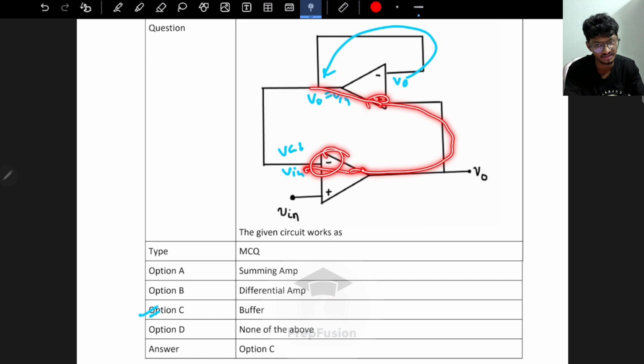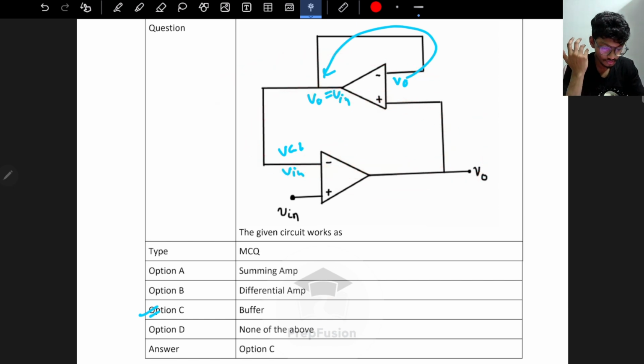So overall if I rotate, I am only getting minus 180 degree phase shift. Okay, so here also the same thing, right? If I rotate here, I am getting minus 180 degree phase shift. So both op amps are in negative feedback. So that's why VGC, virtual ground concept, will be valid.